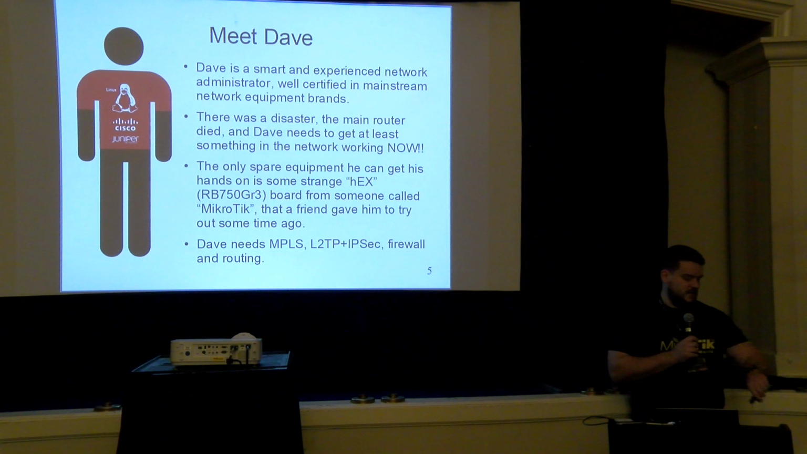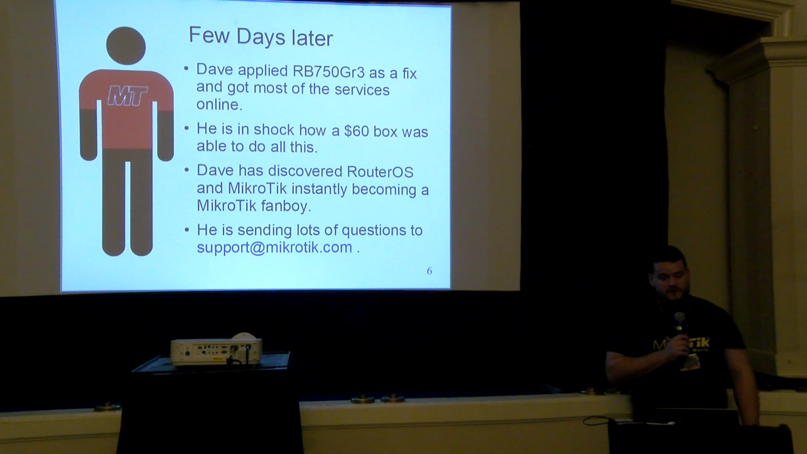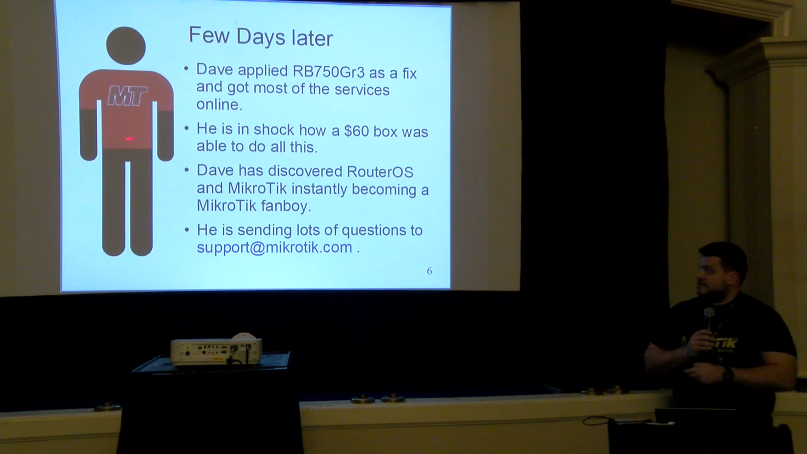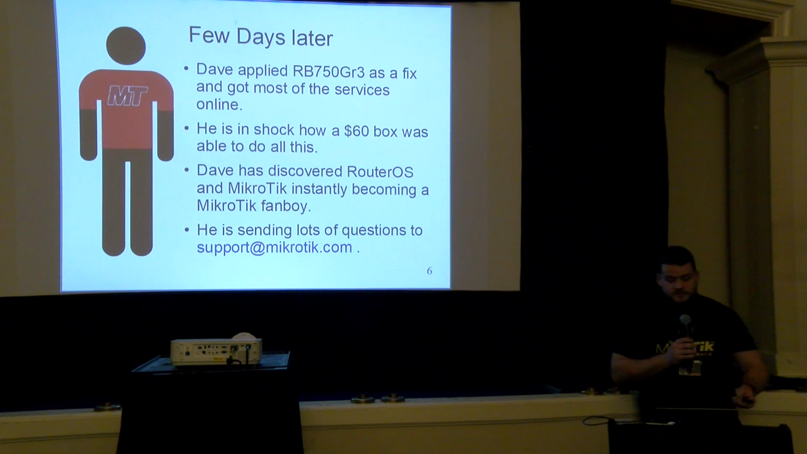He needs MPLS, L2TP with IPsec, some firewalling, and some routing. A few days later, the 750 is working just fine. It fixed almost all the problems that Dave had. He's in shock that a $60 box can really do all these things. He starts to discover all the RouterOS features, starting to become a fan, starting to use wrong logos for the t-shirt. And this is the moment when he wonders, do these people at MikroTik really exist? So he starts to write to support, and not only one email.